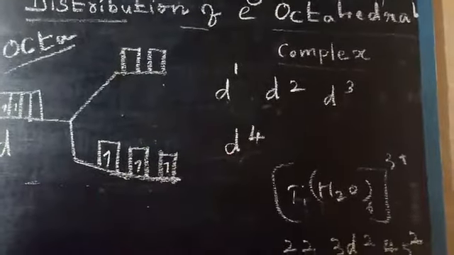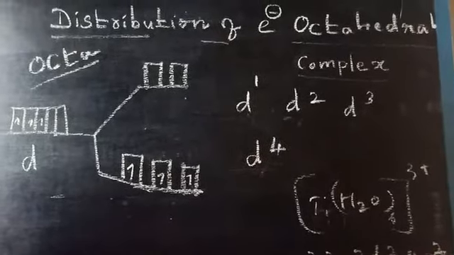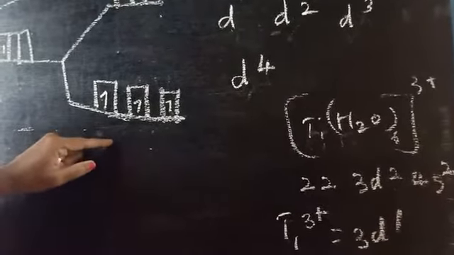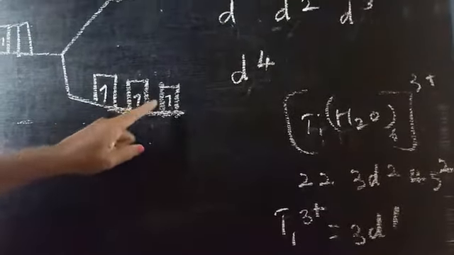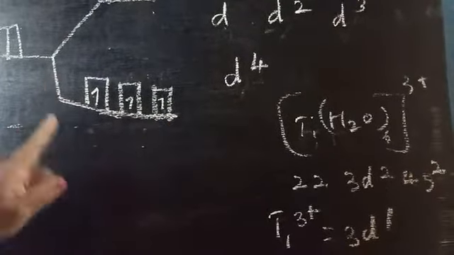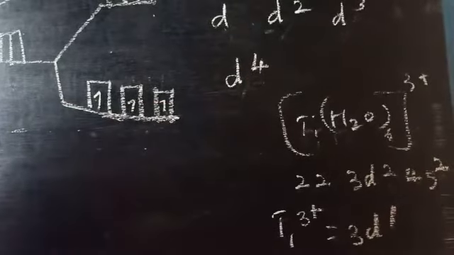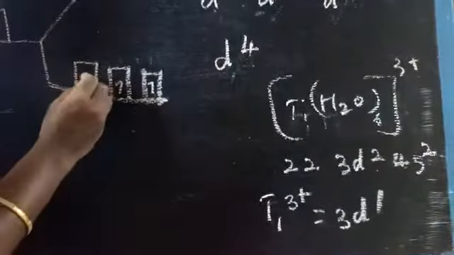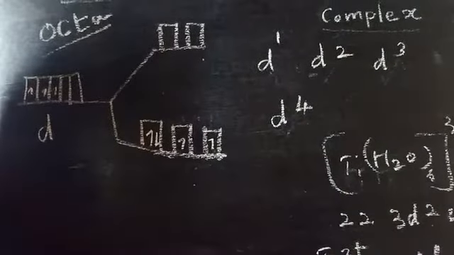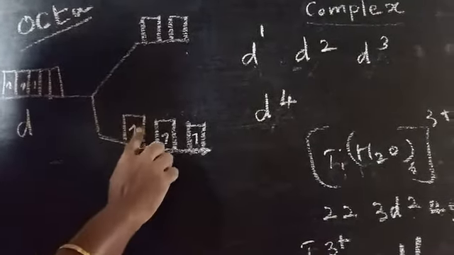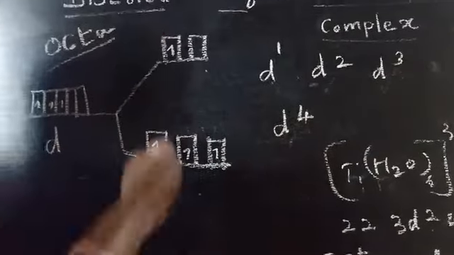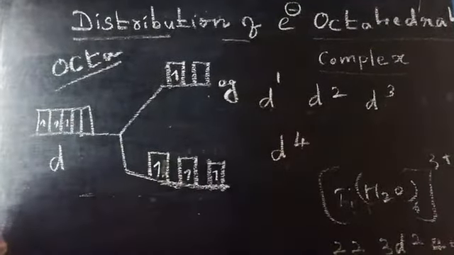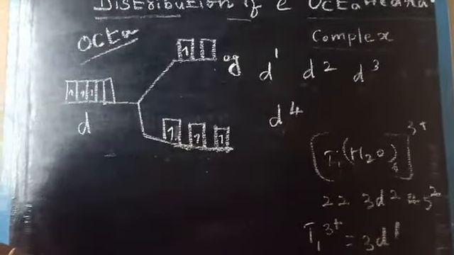So in d4 configuration, now to fill the electron, it follows Hund's rule. Hund's rule means single electrons first, afterward start pairing. So now d4, here two possibilities. First possibility is the fourth electron enters here. Another possibility, the fourth electron enters the eg orbitals. Are you clear, children?